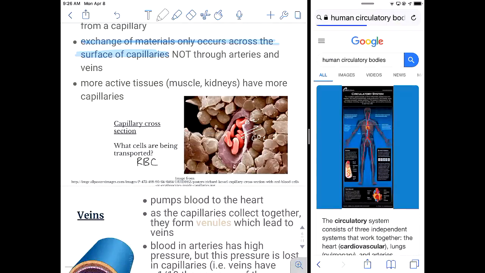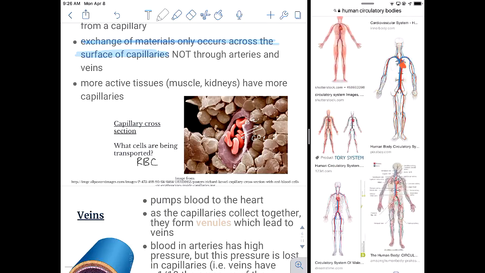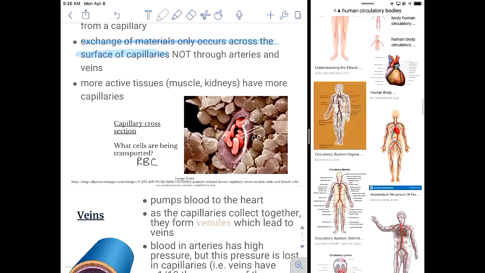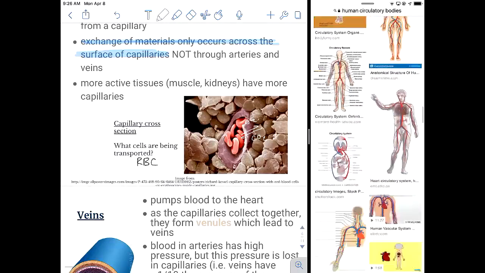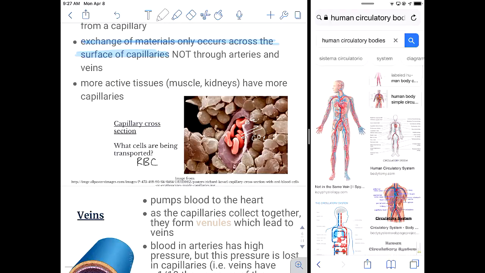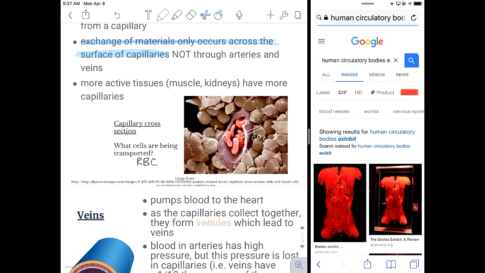A couple of years ago we had the Bodies exhibit here, and this year we've gotten the... boy, I want to see this picture. There's a picture in my mind of the human circulatory system from the Bodies exhibit. Yeah, this is the one.